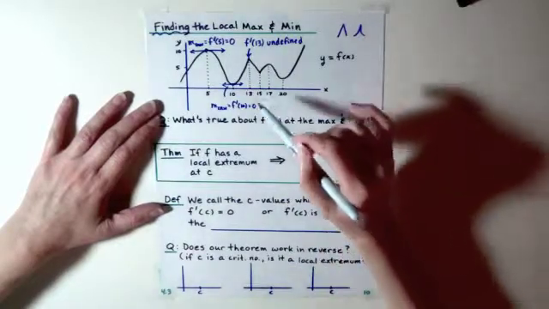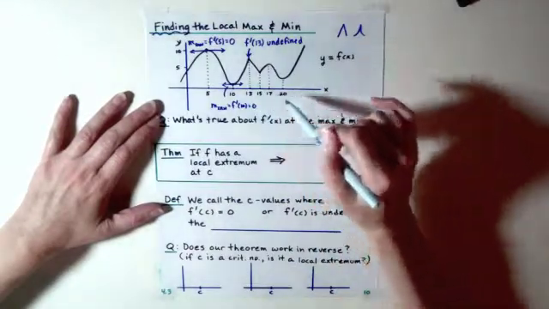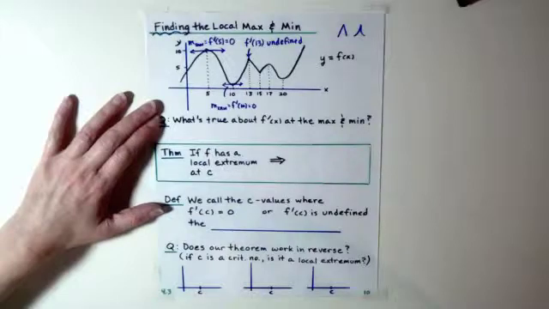I'd like you to look at the other local max and min in this picture and decide for a moment for yourself whether those are points where the derivative is 0 or whether they are points where the derivative is undefined. So pause the tape for 30 seconds and just decide at each of the other local maxes and mins what's happening to the derivative.